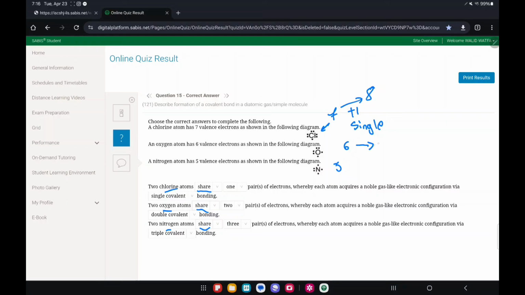6 to become 8 needs 2, so double. 5 to become 8, it needs 3, so triple. That's it. So chlorine shares 1, goes from 7 to 8, and it's single, covalent. Oxygen shares 2, 6 to 8, and then it's double, obviously covalent. And nitrogen shares 3, so triple.